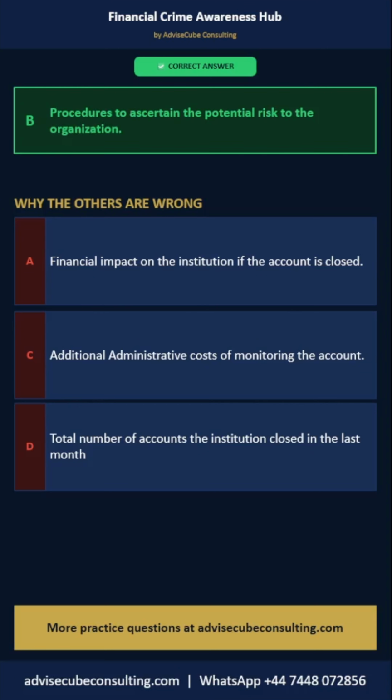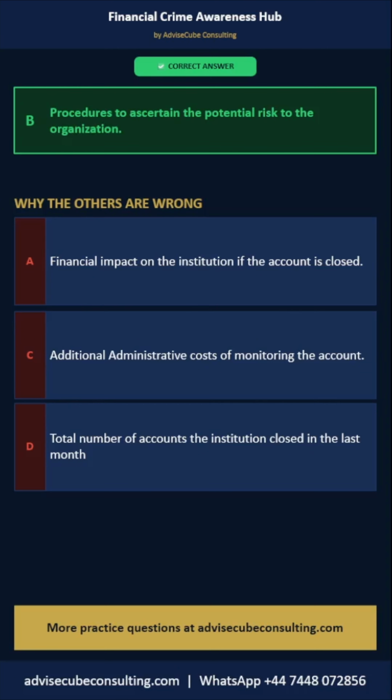Option B is correct, which is procedures to ascertain the potential risks to the organization. Let's see why A, C, and D are wrong. A is wrong because the financial impact of closing the account should never be the main driver of the AML decisions. If keeping a high-risk account open is justified by how much revenue it generates, that's exactly the kind of thinking that gets institutions into serious regulatory trouble. Money cannot be the reason you keep a suspicious customer around.